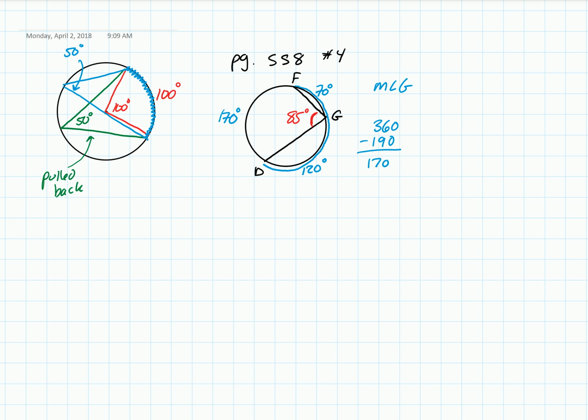So now, on your own, I'd like you guys to try a few problems here. On the same page, on page 558, I want you to take a look at numbers 5 through 8. Remember, the whole circle is 360, and in some of these problems, you have a half circle, which you know is 180, like question number 5 and question number 7. Good luck.